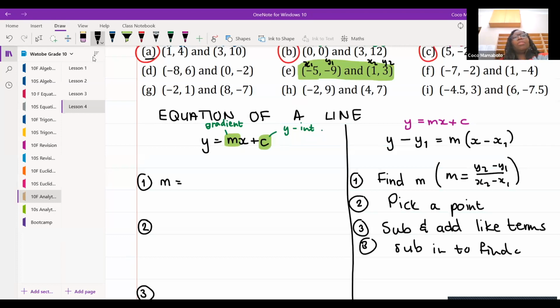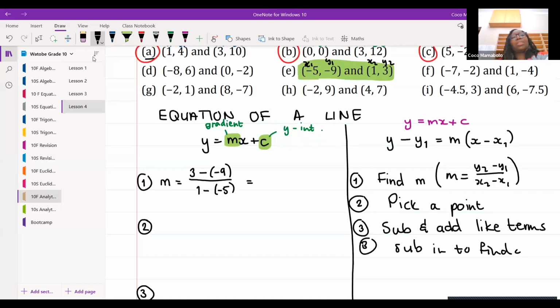y2. What is the value for y2? 3. So we're going to go 3 minus, what is y1? Negative 9. So we're going to go 3 minus negative 9 over, what are my x values? What's my x2 value? 1. 1 minus how much? -5. Good. 1 minus negative 5.